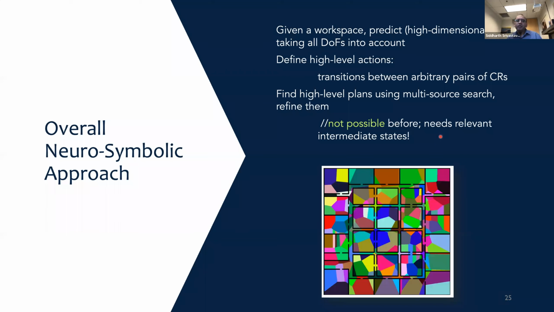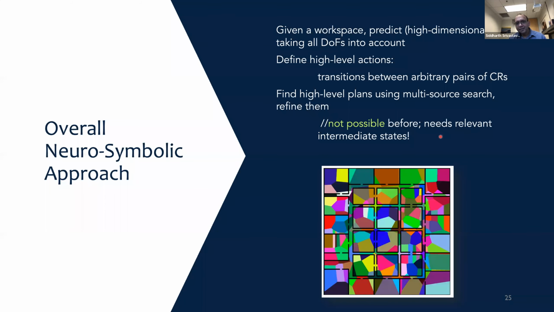So the overall algorithm is as follows. In the beginning, we generate this training data and we train our network with a particular robot using very small environments. And that's just the algorithmic design phase. Now, when we get a new environment, for instance, this one, what we do is predict the critical regions and carry out this high-level search. And in particular, it's going to be a multi-source bidirectional search.